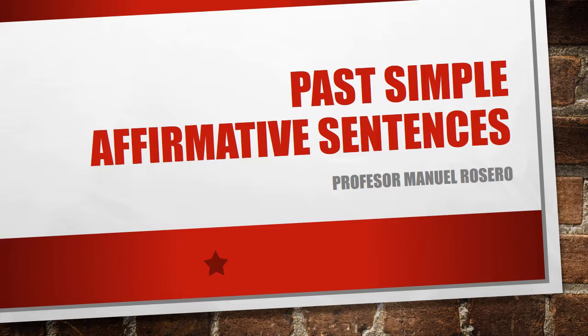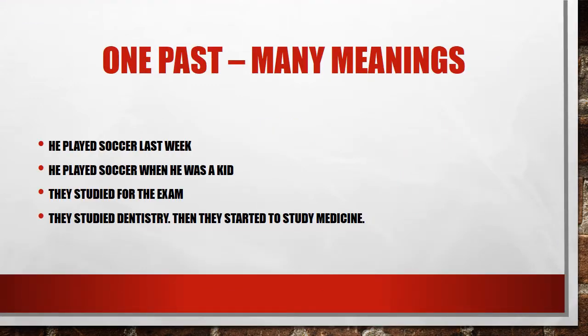and how we use it in English to make affirmative sentences. Negative sentences and questions will be covered in a second video. Let's get started. Well, one thing that we need to explain beforehand is that in English there is just one past tense, as opposed to Spanish where we have two.